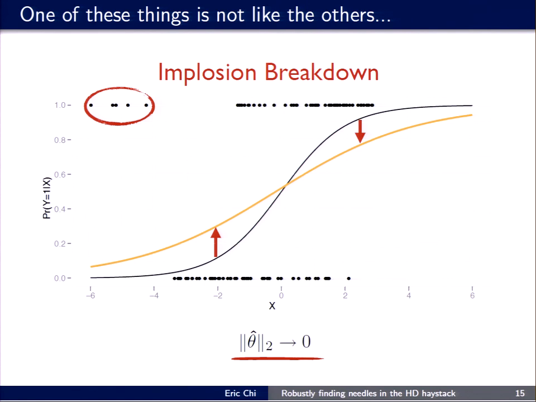I'm losing explanatory power. It turns out when you have outliers and you're doing logistic regression, your solutions are getting biased towards 0, and they can only be biased towards 0. And this is called implosion breakdown.